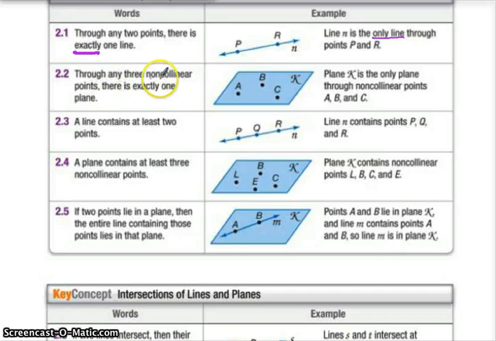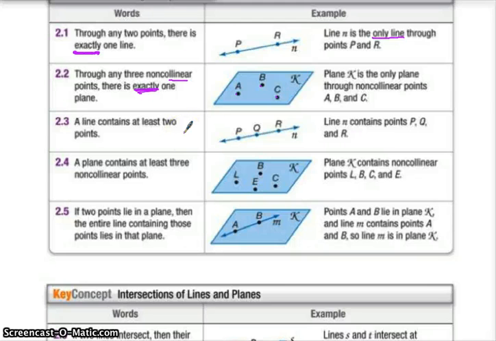2.2, through any 3 non-collinear points, there is exactly one plane. So if you have 3 non-collinear points, then you have exactly one plane that you can draw that contains those 3 points. They cannot be in multiple planes at one time. One point could be, but not the whole 3 non-collinear points altogether, like the triangle that's forming.